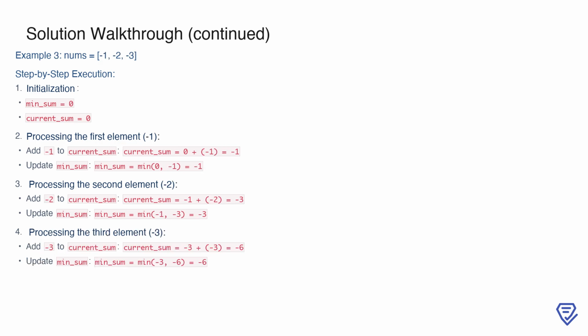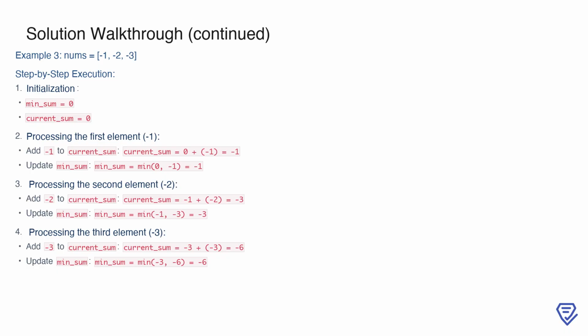For the third example, nums equals -1, -2, -3, we start with the same initialization, min_sum and current_sum are set to 0. Processing the first element, -1, we add it to current_sum, resulting in -1, and update min_sum to the minimum of 0 and -1, giving -1.